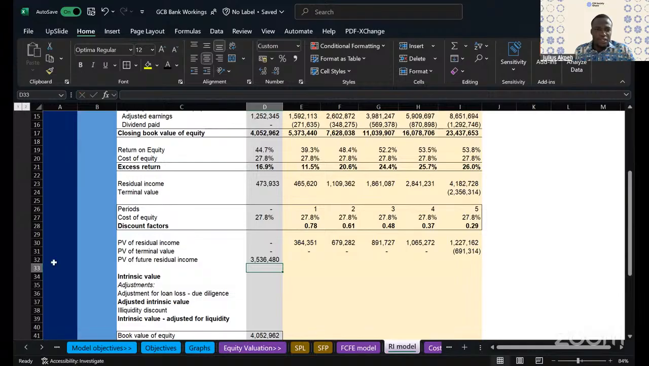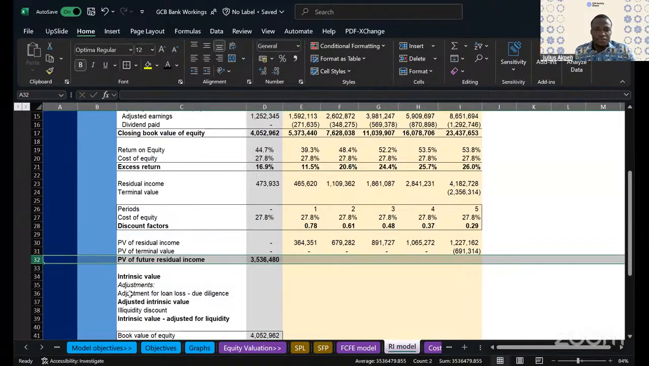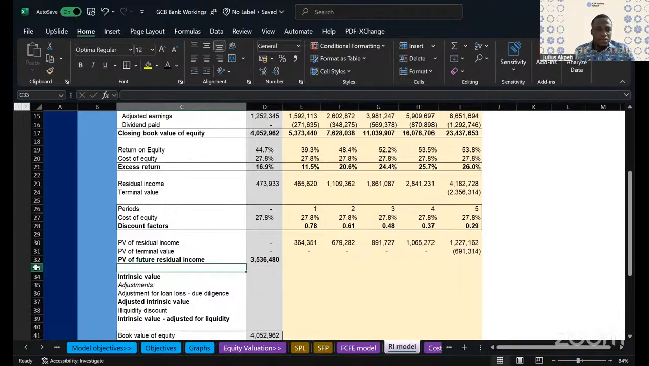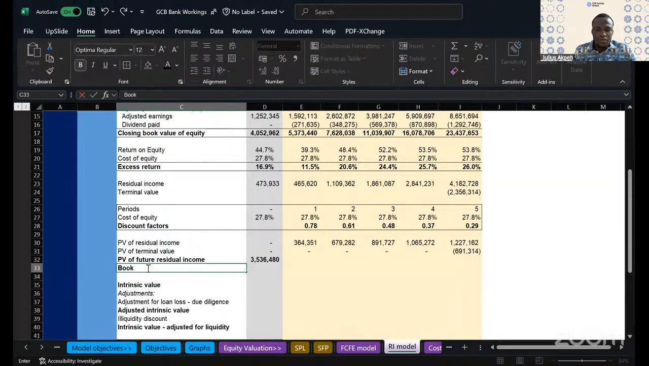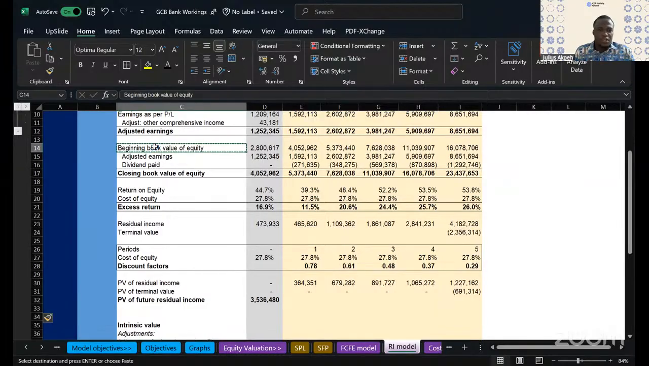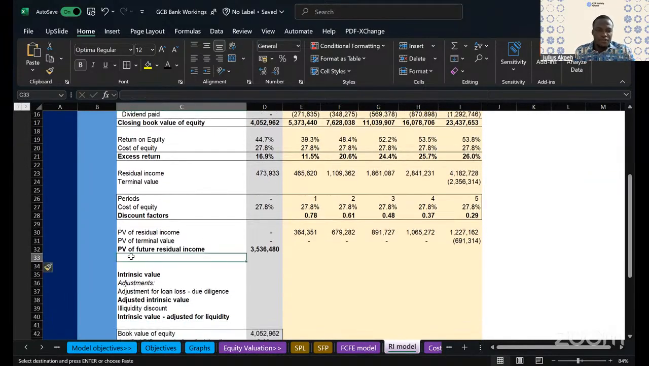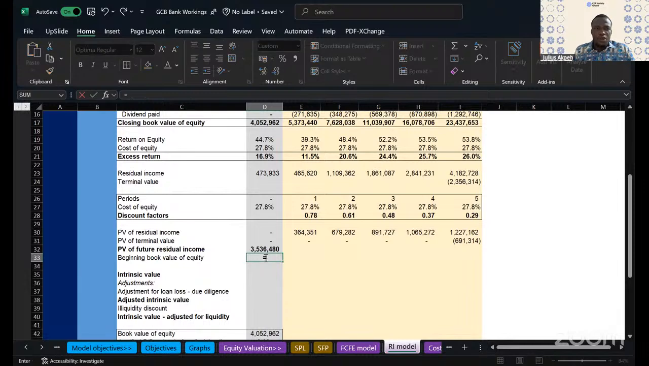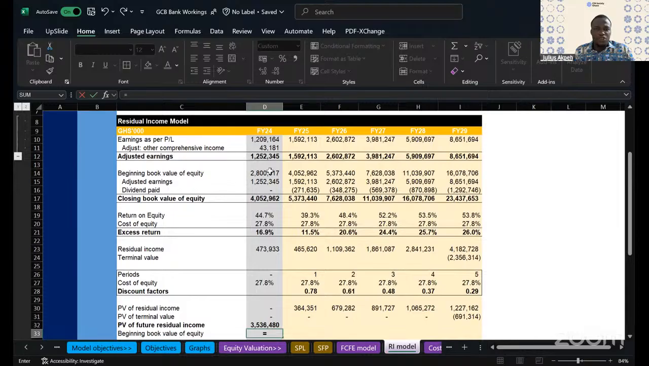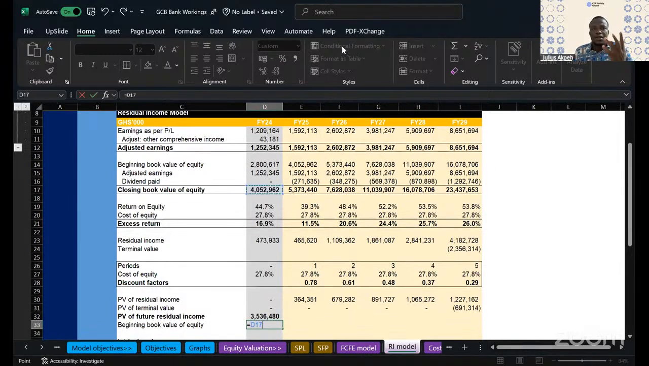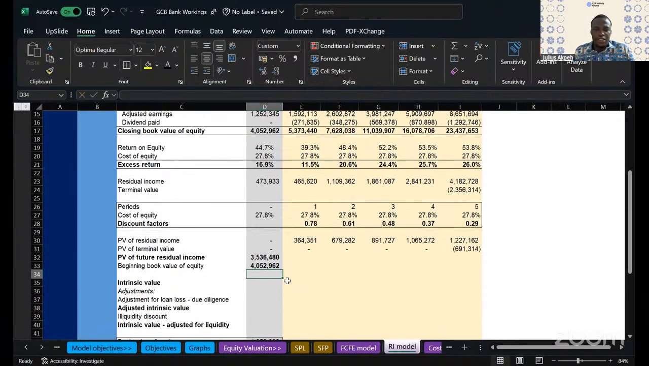And we have this as the present value of future residual income. Then we also add book value of equity, or beginning book value of equity. We know the beginning book value of equity is the closing book value of equity for 2024, because we are valuing the bank as at 31 December 2024. So we have the closing book value of equity as the beginning book value of equity.